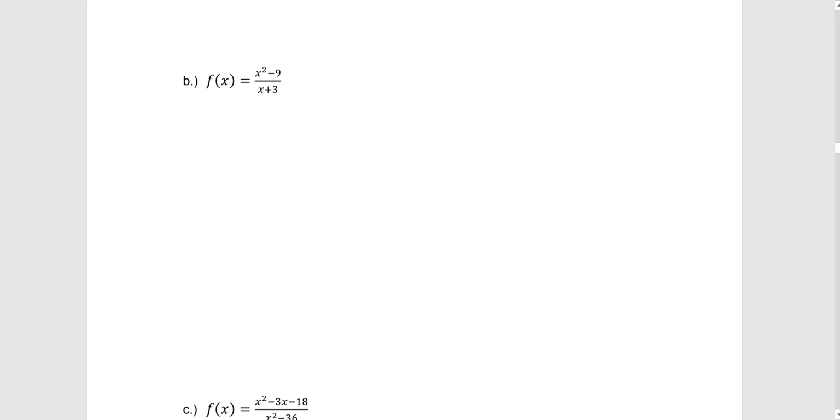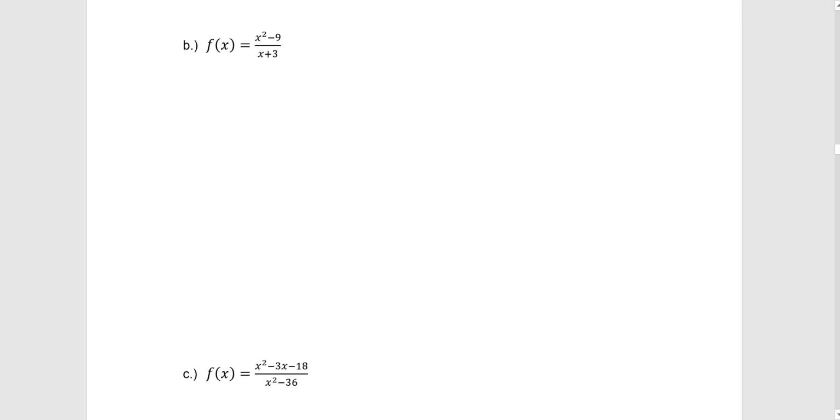Okay, let's do a couple other examples here. Let's say we have f of x equals x squared minus 9 divided by x plus 3. First we are going to factor this numerator, it's a difference of squares, that factors to x plus 3 times x minus 3 over x plus 3. We can cancel common factors, x plus 3 over x plus 3. That leaves us with x minus 3 over 1, which, anytime you have something over 1, you never have to write it. We're just left with x minus 3.